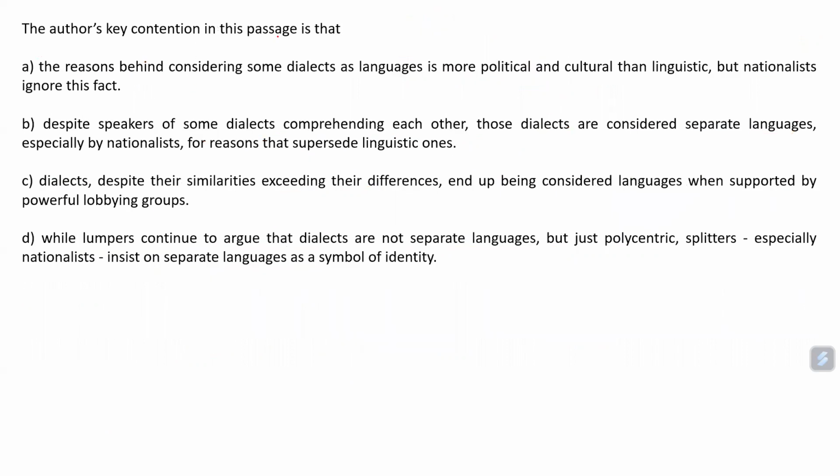The author's key contention in this passage is, so what's his key contention, right? What he intends to say. So let's see. The reason behind considering some dialects as languages is more political and cultural than linguistic. Okay. So the reason behind considering some dialects as languages is more political and cultural than linguistic. But nationalists ignore this fact.